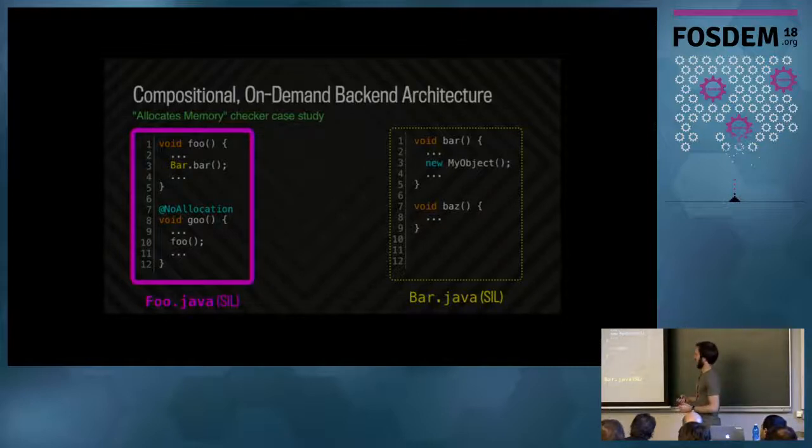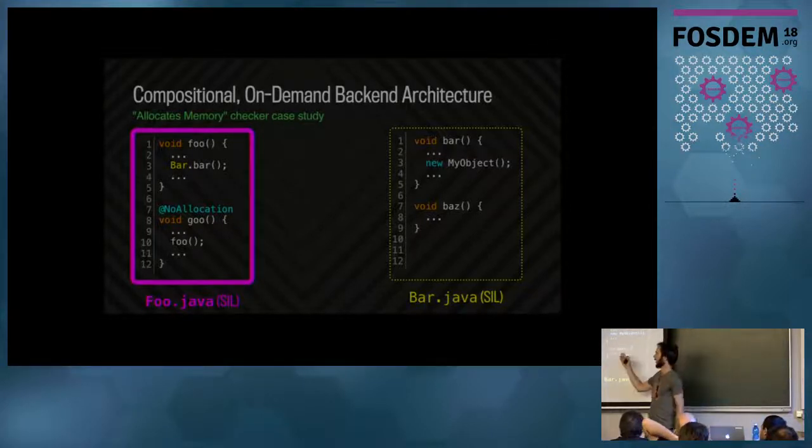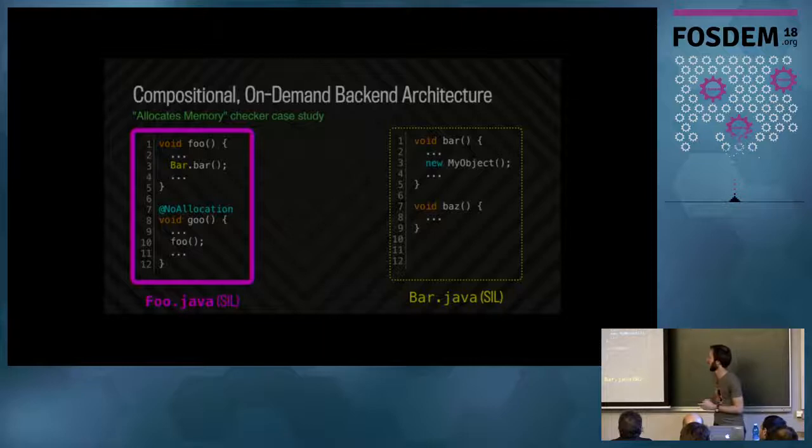And the architecture is also on demand. What I mean by that is that each procedure is only analyzed if it's needed for the analysis, and it's analyzed when it's needed. So let's look at an example. I'm going to use the allocates memory checker that we have as an example. That's a checker that reports whenever a function marked no allocation, like goo here, calls a function that eventually allocates memory. So let's see how this works.